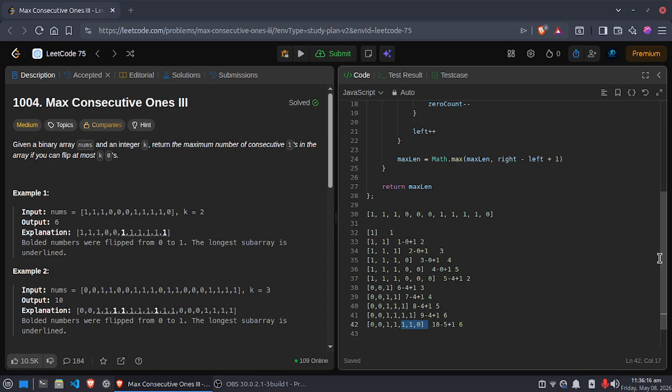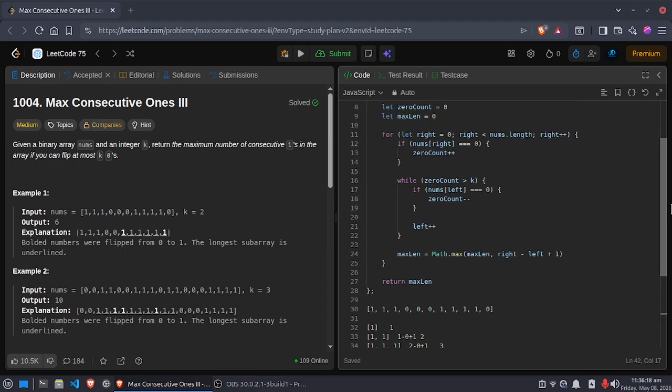And time complexity for this problem is big O of n, because only one single for loop is running, and every element enters the window once and leaves the window once. Space complexity is big O of 1 because there is no extra use of any array or set or any other thing. And that's how we solve Maximum Consecutive Ones III using the sliding window. This is the most important interview pattern, so make sure you practice this properly.